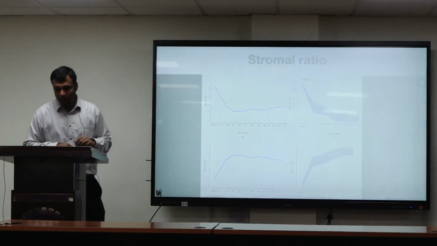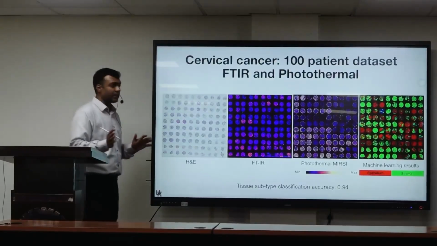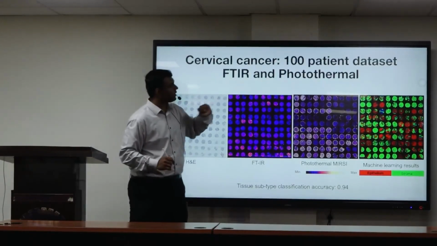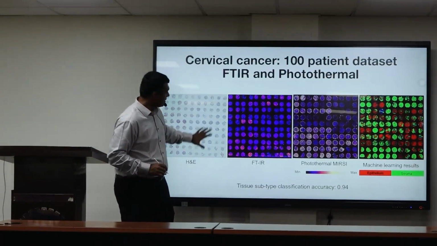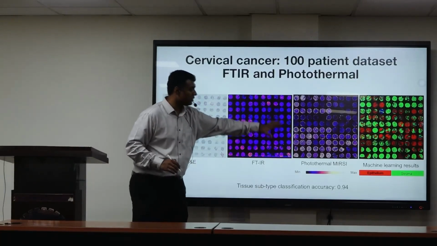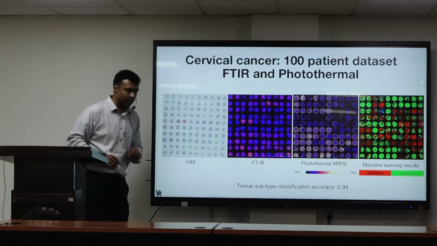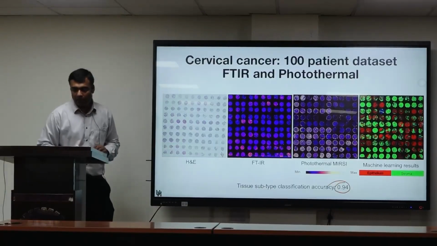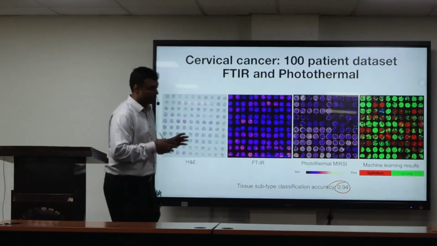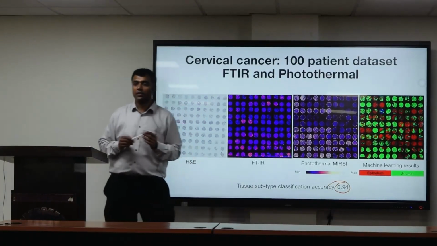Okay, and we also did this for cervical cancer. So we took 100 cervical cancer patients, got images, FTIR and photothermal images. We did the same kind of classification. We are at right now 94% accuracy when it comes to cervical cancer detection as well.